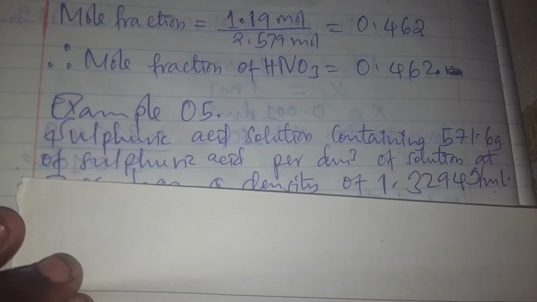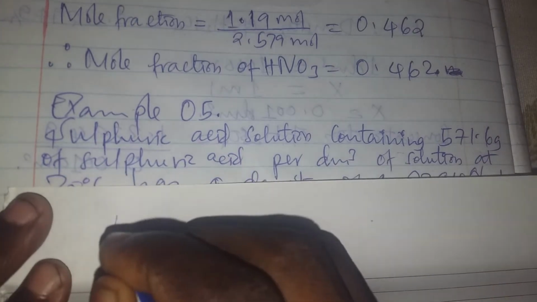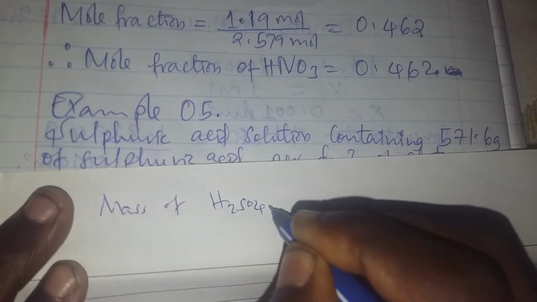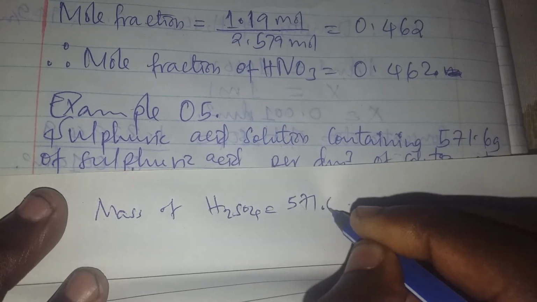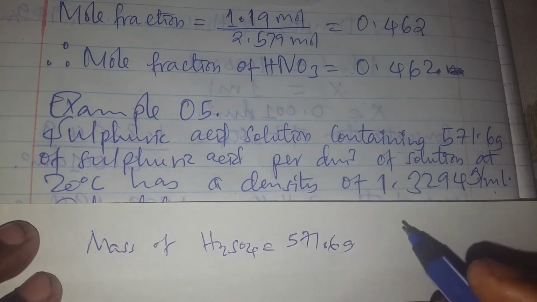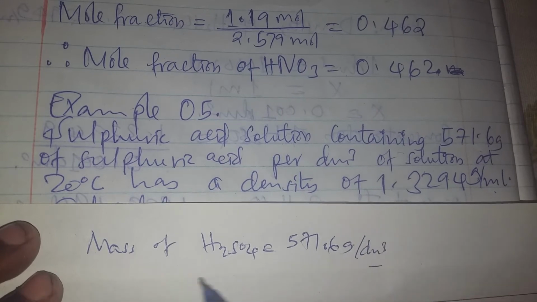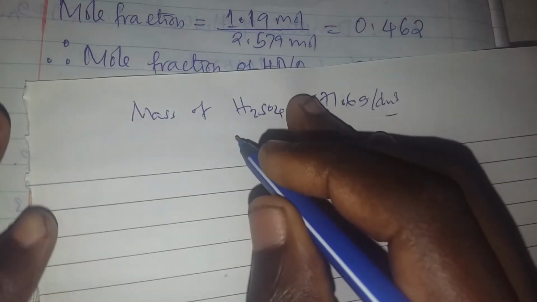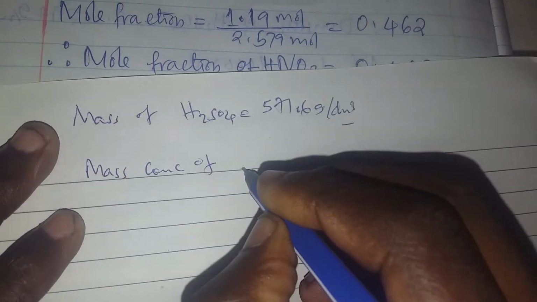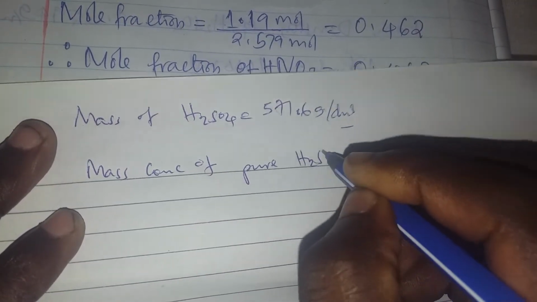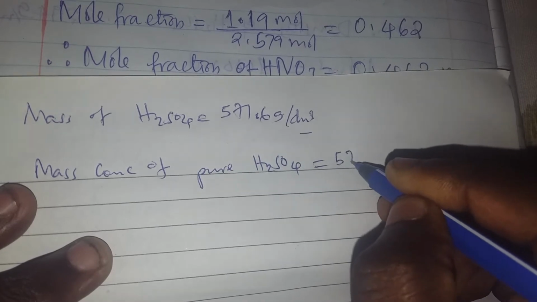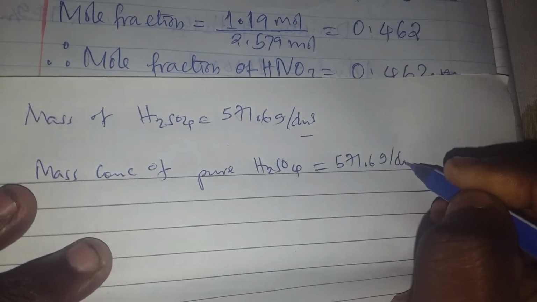Given from our question, sulfuric acid solution containing, we are given the mass of sulfuric acid, and as we know sulfuric acid is H2SO4, 571.6 grams. This is the mass of sulfuric acid per dm cube, that is to say, gram per dm cube. This is the mass concentration. In other words, we can call it the mass concentration of pure H2SO4. The mass concentration of pure sulfuric acid is how much? 571.6 gram per dm cube.